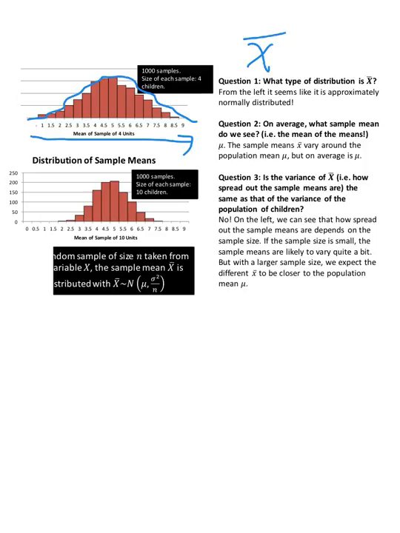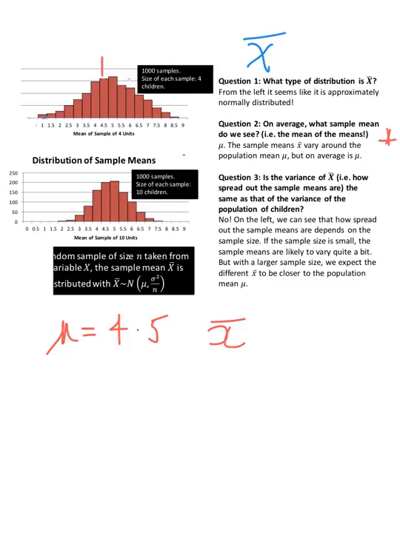So we know that the population mean mu is 4.5. So on average, what sample mean do we see? Well, we can see here that it is symmetrical about the mean. Therefore we can say that the sample mean x bar varies around the population mean mu, but on average is 4.5.